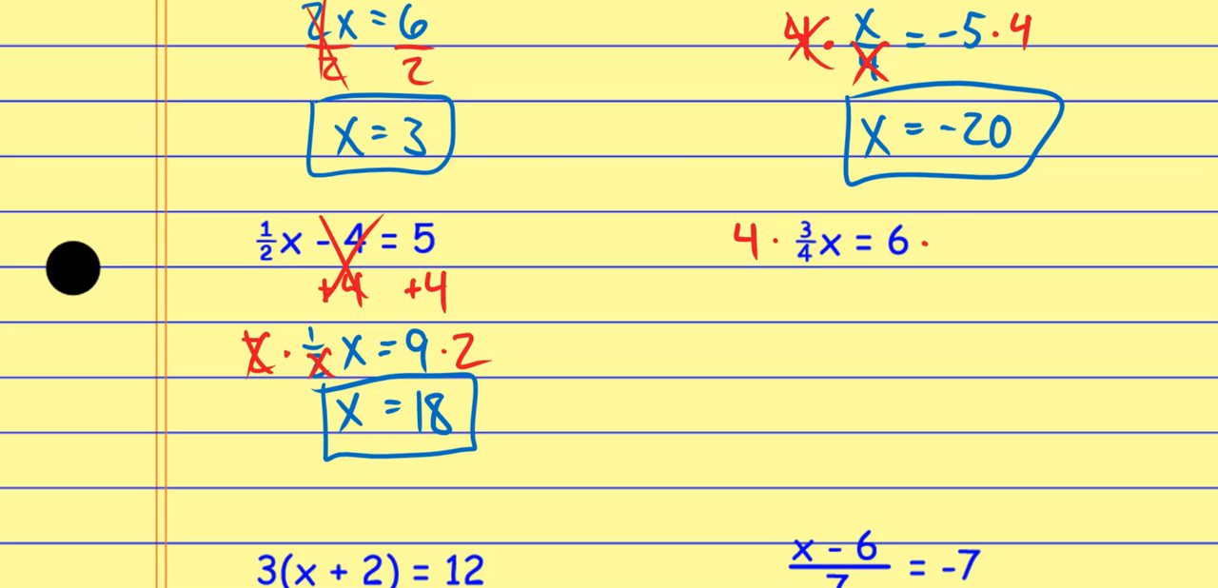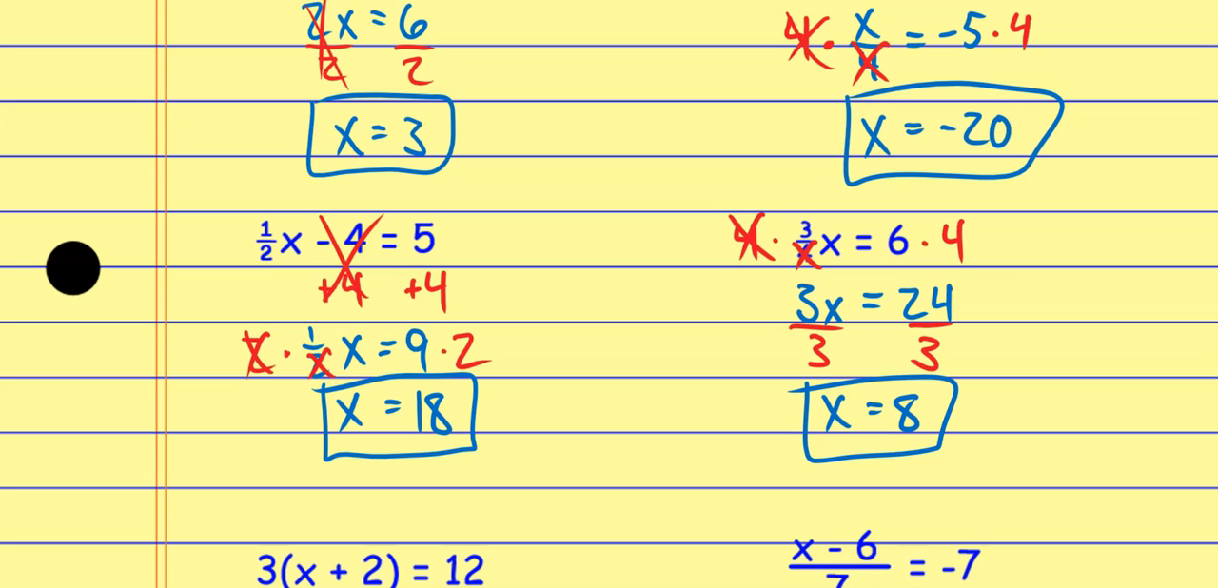And whatever I do to one side, I have to do the other side. So then the times 4 and divided by 4, these cancel each other out. So I'm just left with 3x. Okay? And then over here, 6 times 4 is a 24. Now I can undo the multiplication by dividing, so I divide each side by 3. So I get x equals an 8. That's it.